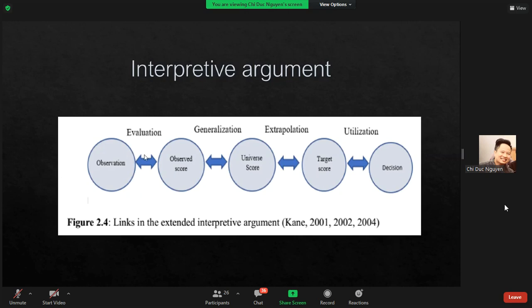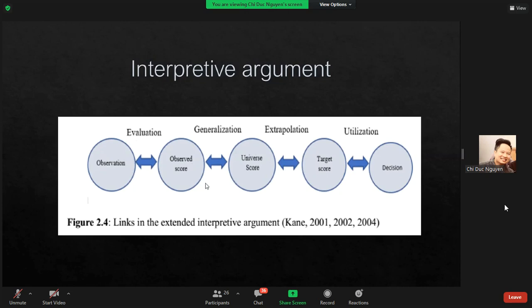The first one is about evaluation. The evaluation argument is a claim, and the claim is that the test performance is appropriately observed and scored. We have to find the relevant evidence to justify it, and that is the first step in the interpretive argument.